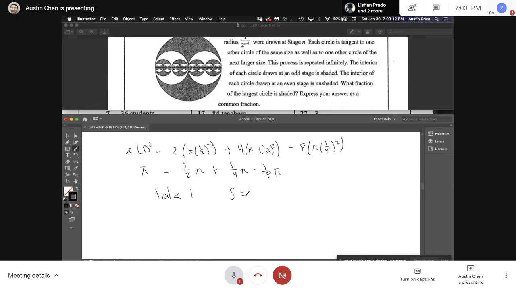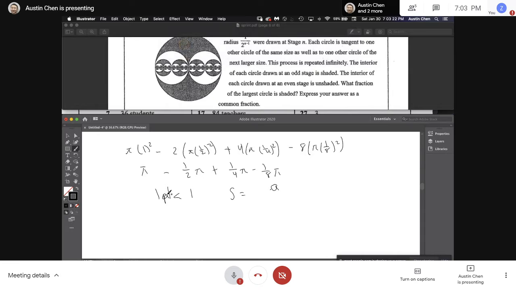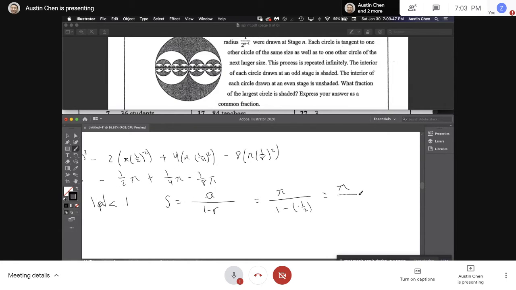then the sum of the geometric series is going to be the first term over 1 minus. Oh wait, no. Let me say the ratio is r, and a is going to be my first term. Okay, sorry for that. So then the sum will be a over 1 minus r. So a is our initial number. So a is pi in this case, and then our r is -1/2.